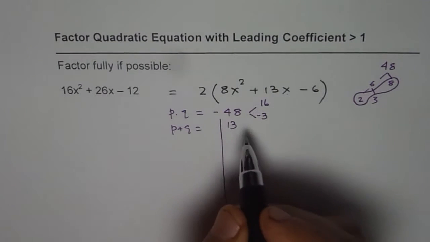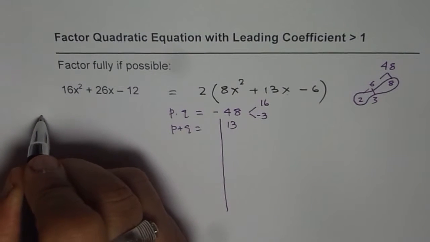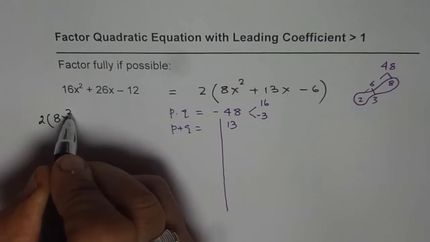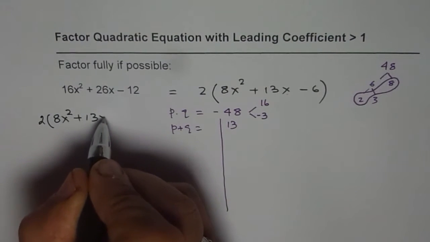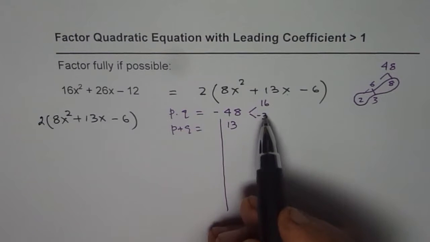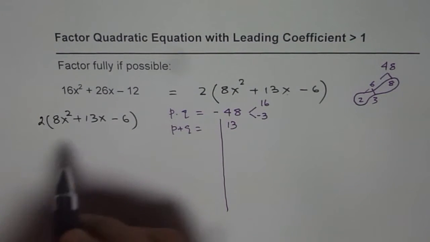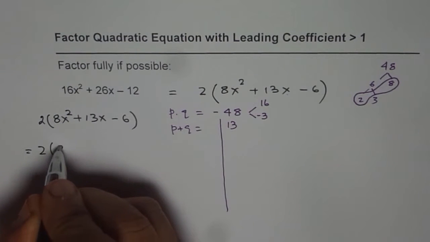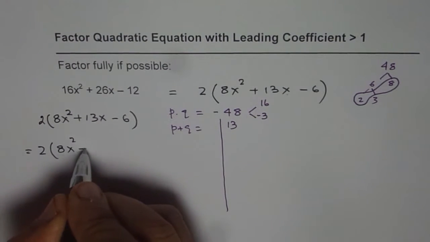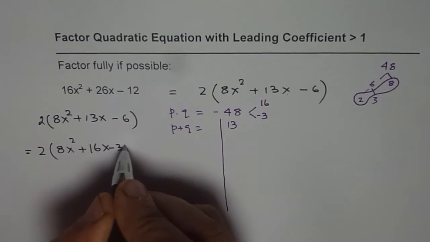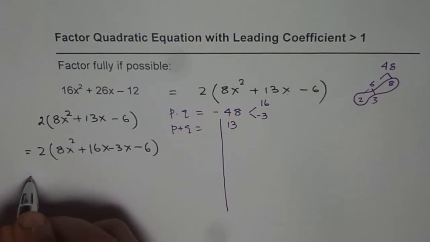So in method number 1, what we do is we start with our trinomial, which is in this case 2 times 8x squared plus 13x minus 6. The magic numbers are 16 and minus 3. So we'll write 13x as a combination of these two, right? So we get 2 times 8x squared plus 16x minus 3x minus 6, correct?